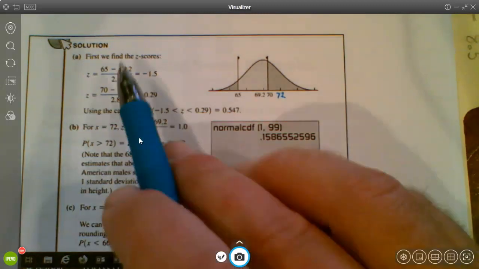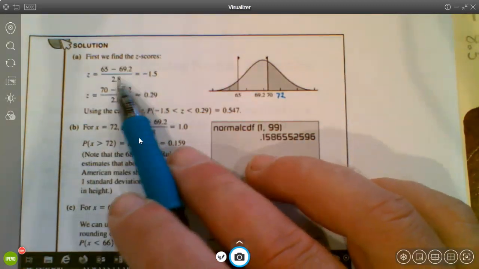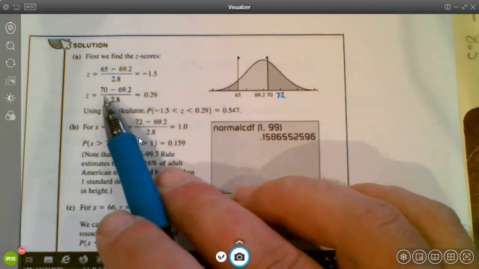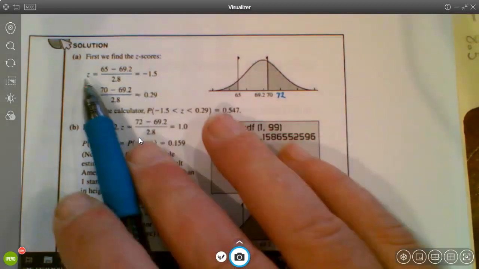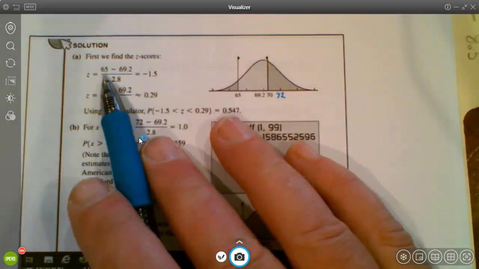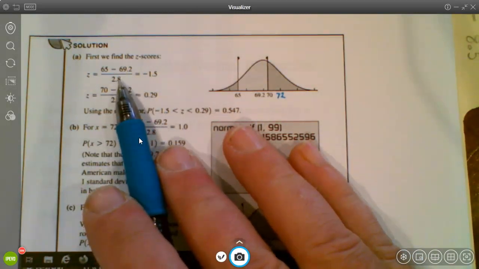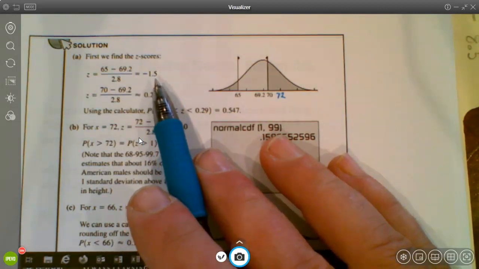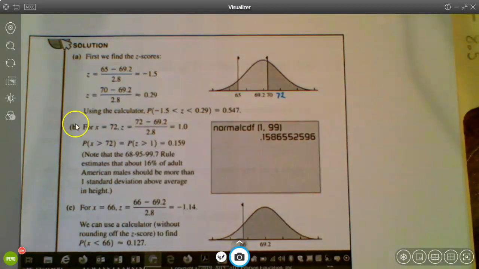And so here's what they did to apply the z-score formula for this. They said, okay, well, how far below the mean is 65 and how far above the mean is 70? So if we use our z-score formula, so there's our data value, that's the mean, that's the standard deviation. So by using that formula, we can see that 65 is 1.5 standard deviations below the mean. And if you use the same z-score formula for 70, we find out that 70 is 0.29 standard deviations above the mean.